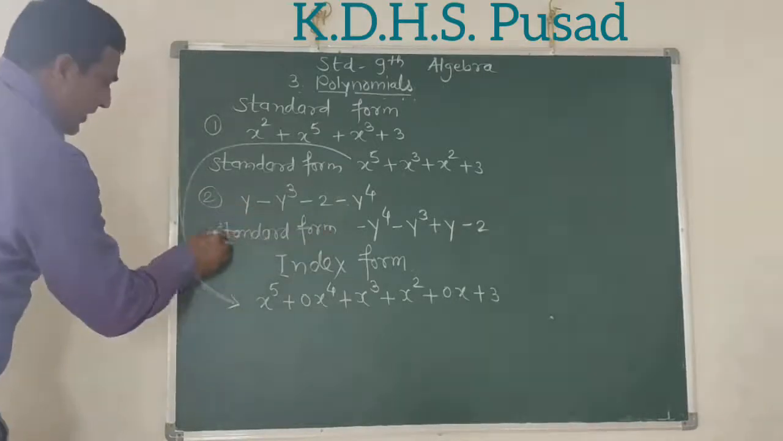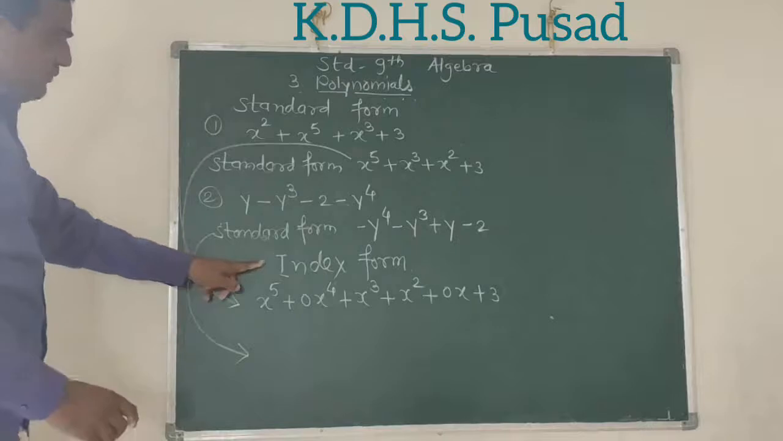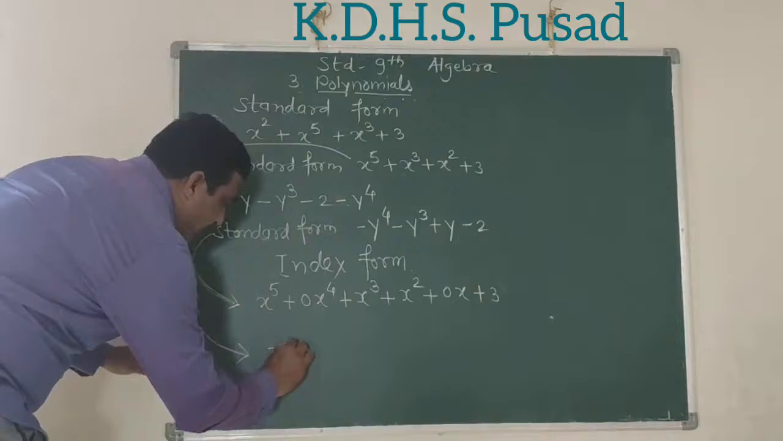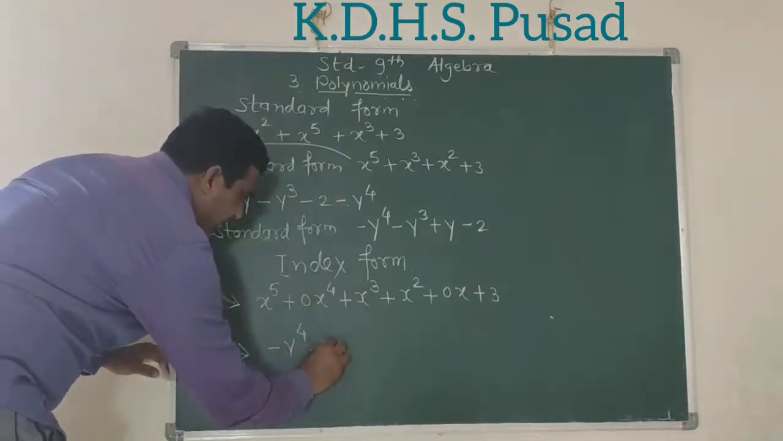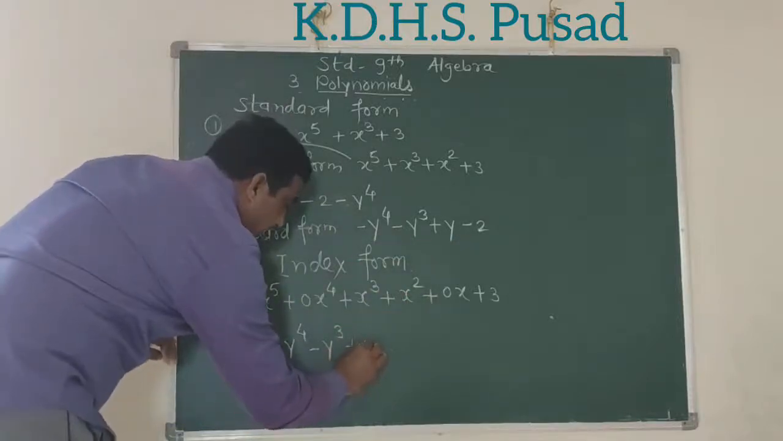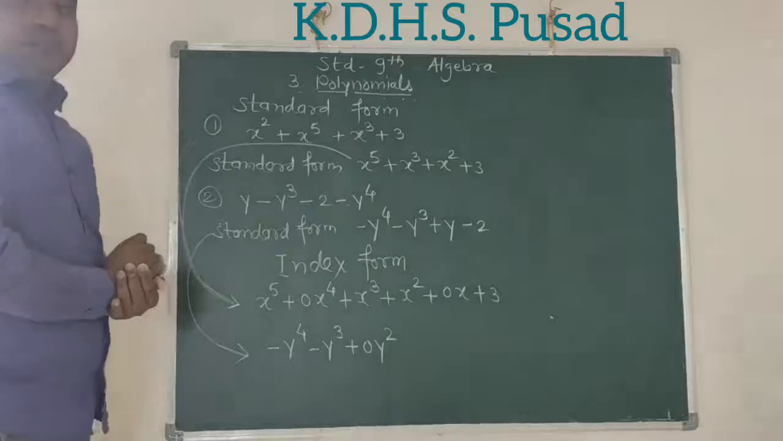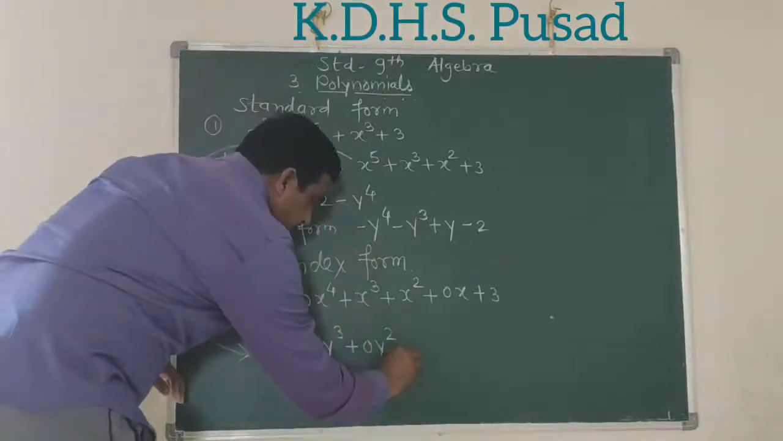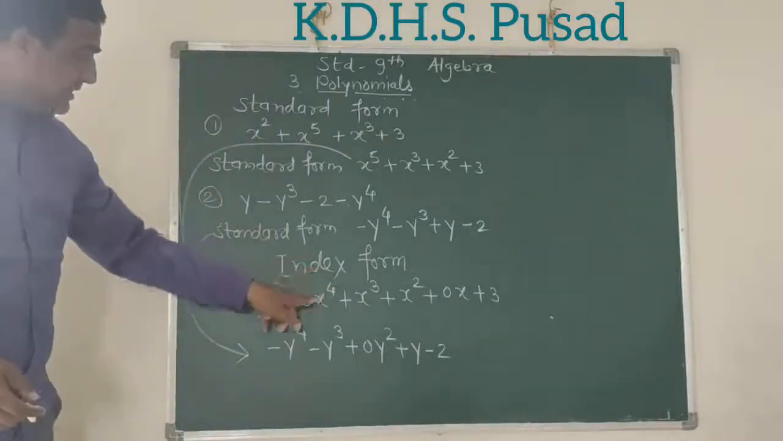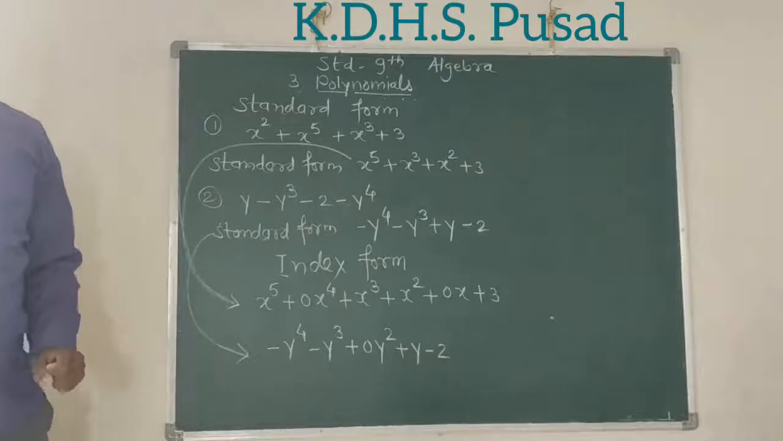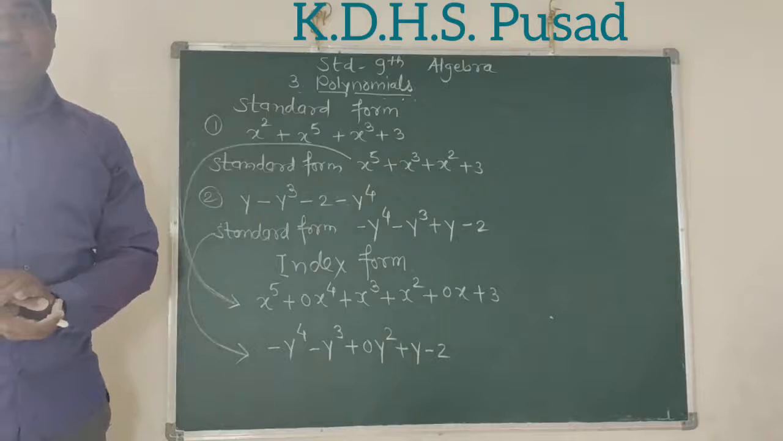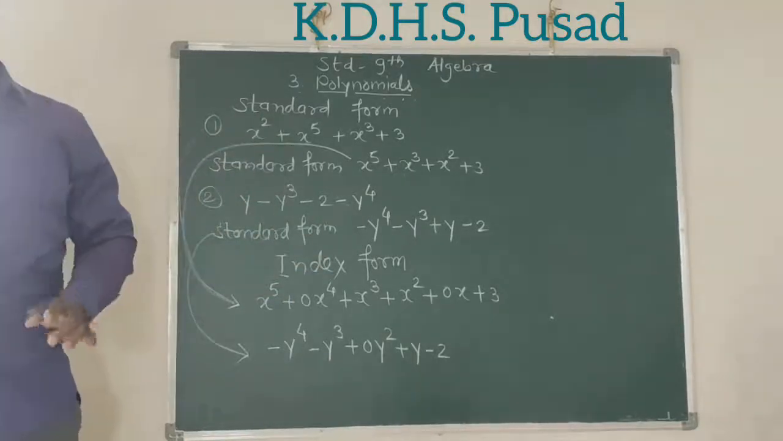Now the second one in index form. First of all, power 4: minus y to the power 4, then minus y cube. Now after 3 we want power 2. There is no power 2, so plus 0y square. Then power 1, yes, there is y, and then minus 2. That is index form. We have to write the missing term by taking coefficient 0 according to its power.